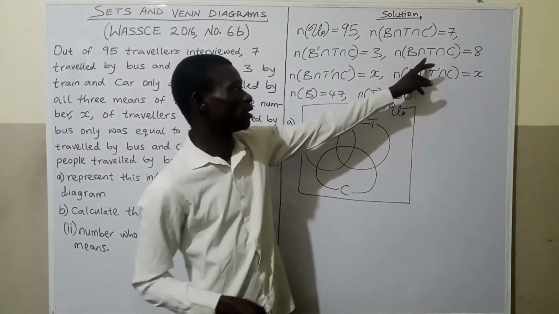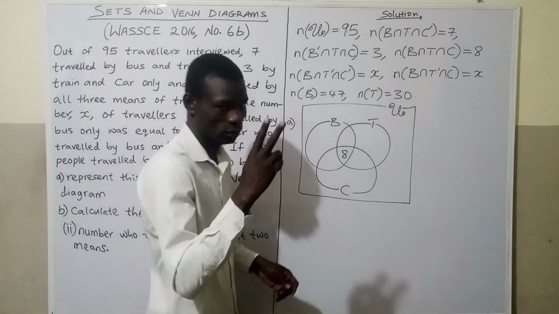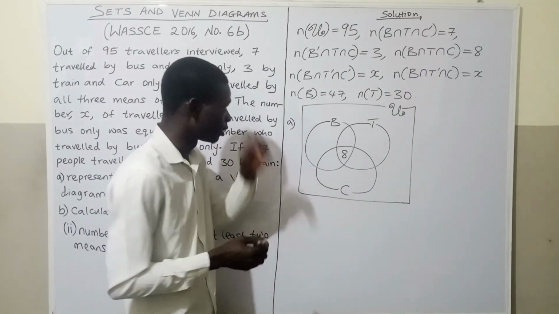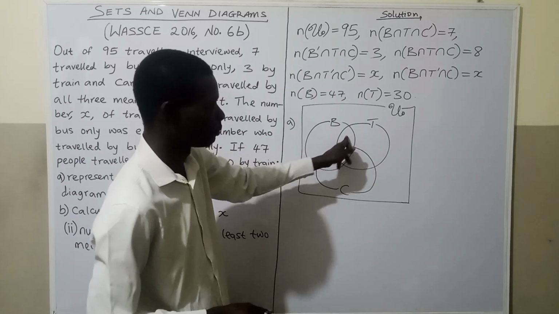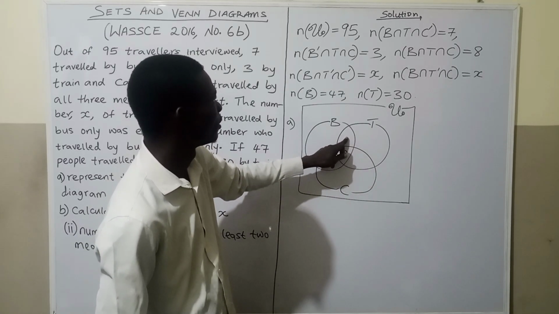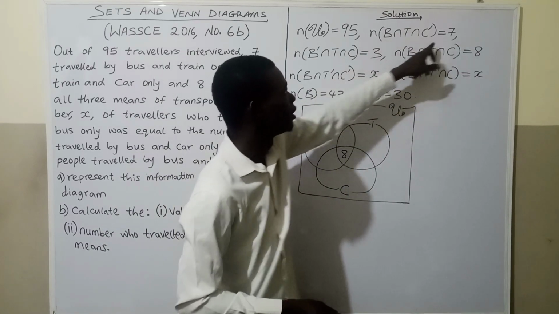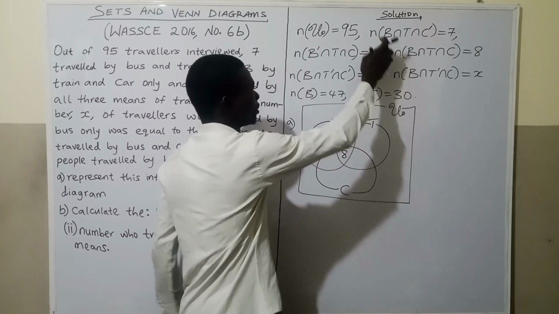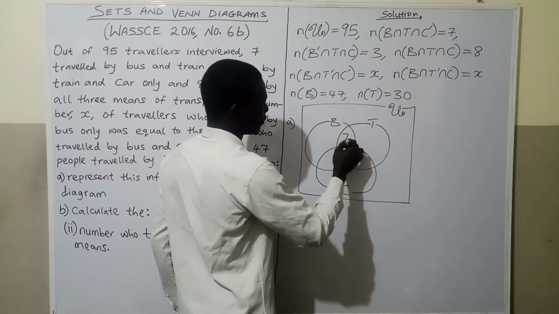Those that travel by the 3 means of transportation, there are 8 of them. So 8 goes for the middle. Then we'll go for the 2-2 means of transportation. How many travelers travel by bus and train only? This is the position for it. There are 7 of them: bus intersection train intersection car prime.